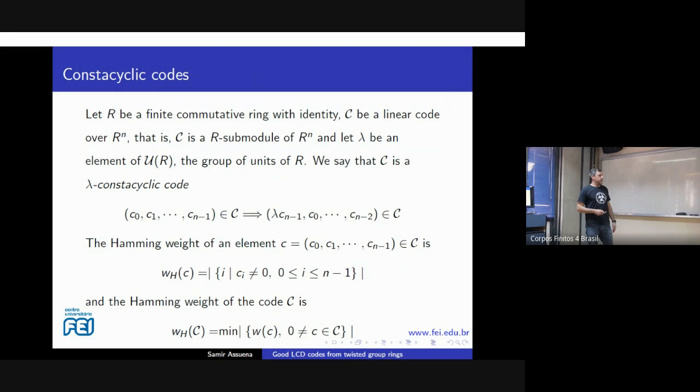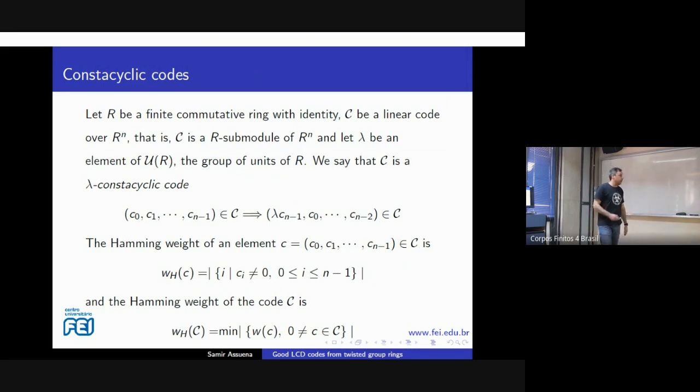And if we consider any code word, we apply the shift and multiply the first coordinate by this element lambda here. Lambda here is a fixed element. We choose one unit inside the ring. And if after this operation the new code word belongs to the code, for every code word, we say this code is a cyclic code, or lambda-cyclic code.